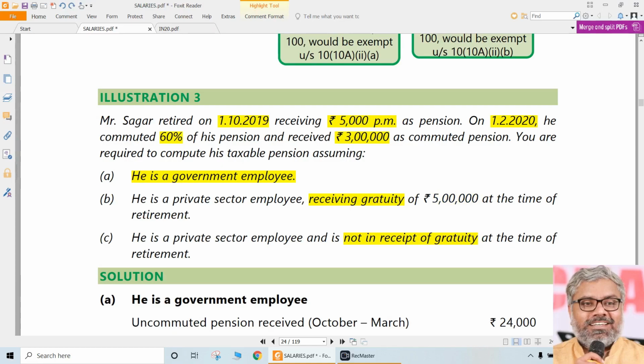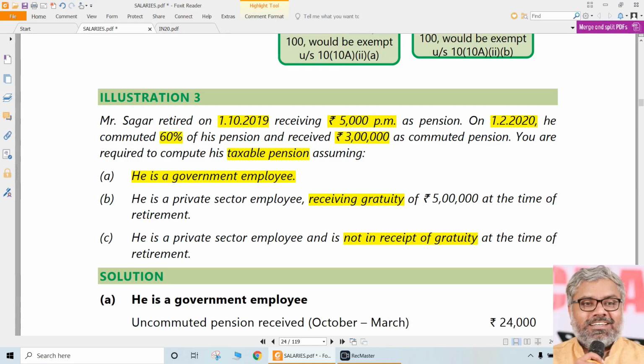And what is asked here? Taxable pension. Why should we worry about the 5 lakhs gratuity received, something else received? We don't care. We only have to focus on pension when the question is about pension. So how much is taxable pension is asked if he is a government employee, and how much if he is a private sector employee. And for a private sector employee, whether he is in receipt of gratuity or not is also asked.